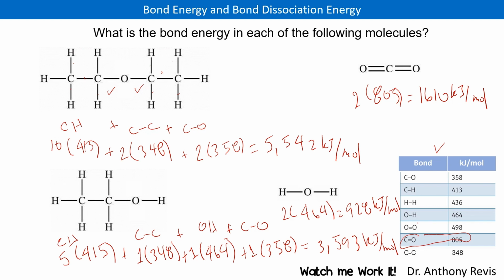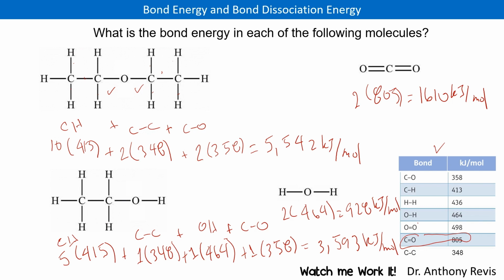Okay, so that's how we find the energy in the bonds of a compound. We simply take the energy of each of the bonds and we add them together. Okay, and that energy being kcals per mole. All right.